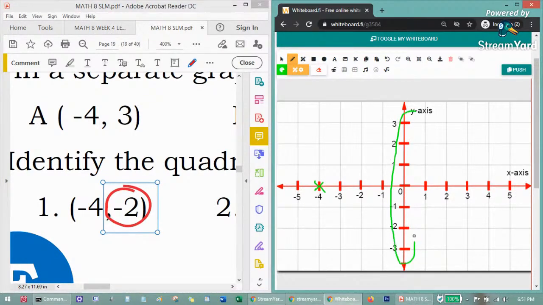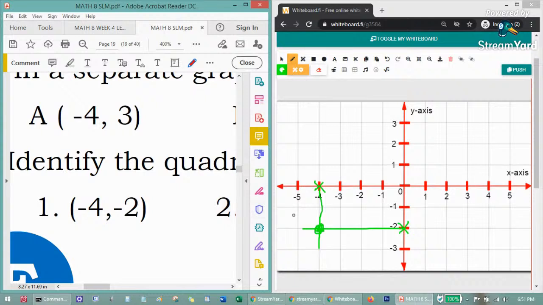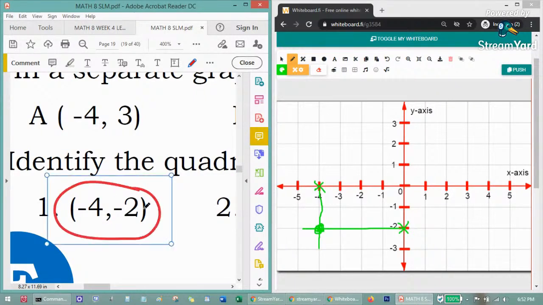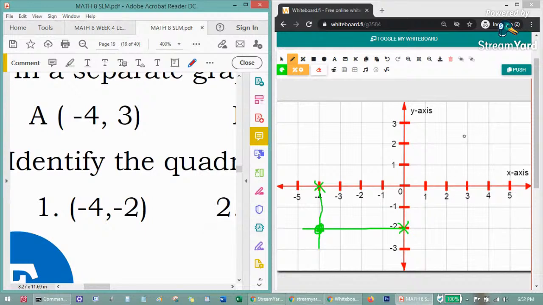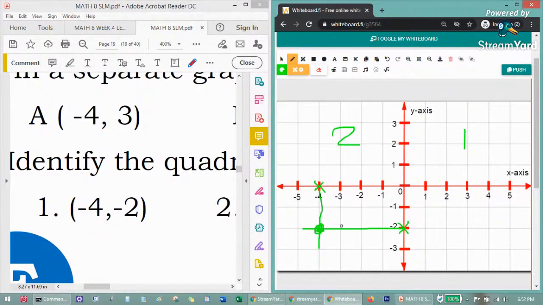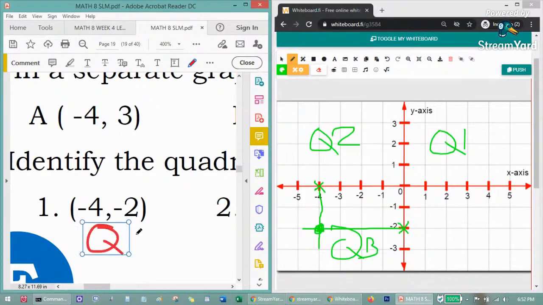So, dito tayo titingin sa y-axis. So, ito ang negative 2. So, itong negative 4, negative 2, kapag kinuha natin ang intersection nila, that is this point. X is negative 4 and y is negative 2. So, anong quadrant to? This is quadrant 1, quadrant 2, quadrant 3. Okay, so ang sagot dito is quadrant 3. Okay, so answer dito is quadrant 3.